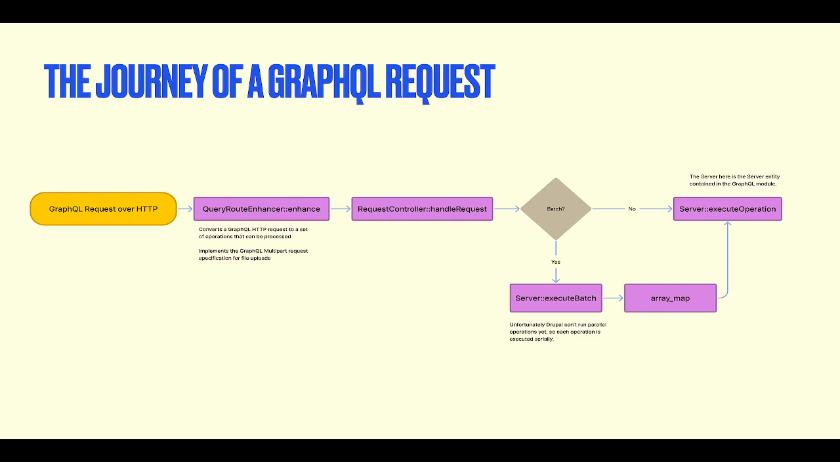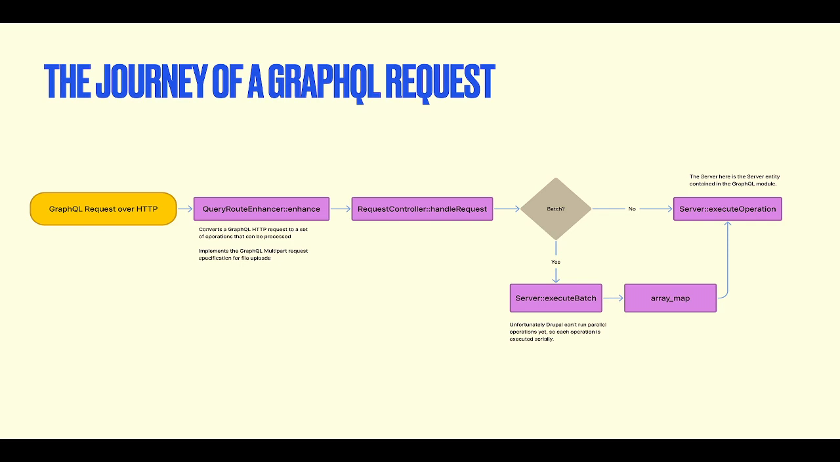So the first thing we do is we get an HTTP request in Drupal. It'll figure out that it's routed to the GraphQL controller, and it'll upcast some of the parameters in the request into a class that we can actually use later. Once it knows it's a GraphQL request, it'll call into the request controller's handle request function of the GraphQL module. And this will check if it's a batch request, i.e. containing multiple GraphQL queries or operations at the same time, or whether it's a single request.